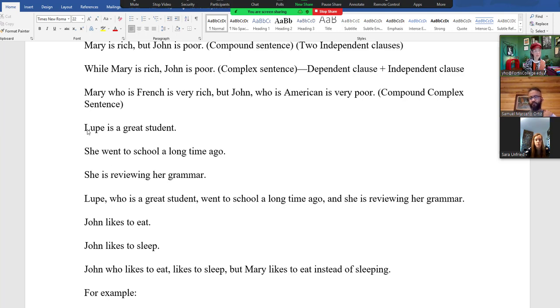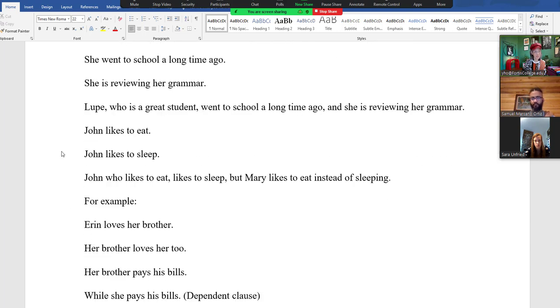So here I would combine the, I call them the Lupe sentences. Lupe, who was a great student, went to school a long time ago and is reviewing her grammar. And that way you have Lupe here and it's not a run-on sentence. Actually, I can get rid of "she is reviewing her grammar" if I wanted to. Here is another example. John likes to eat, John likes to sleep, and I would write: John, who likes to eat, likes to sleep, but Mary likes to eat instead of sleeping.